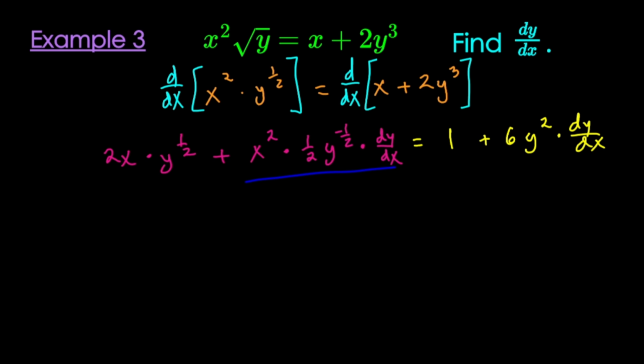So those would be these two underlined in blue. And then all the terms that don't have dy dx, and these I underlined in green. So all the terms that have dy dx will go on the left. So we have 1/2 x squared y to the negative 1/2 dy dx. And we'll subtract the 6y squared dy dx to the left.